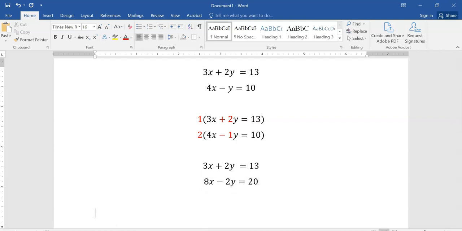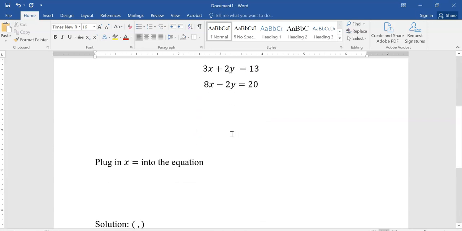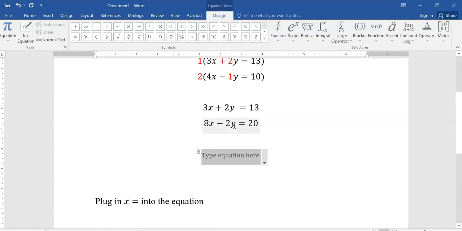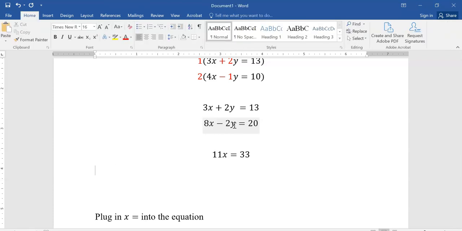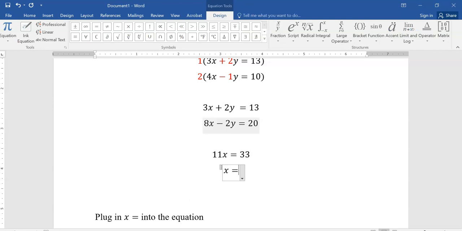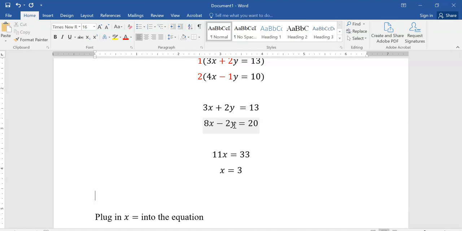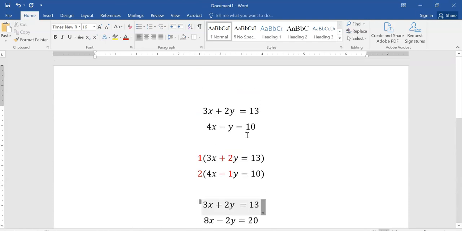So now I can add the two equations up. What we're going to end up with is 11x is equal to 33. If you divide both sides by 11, you end up with x is equal to 3. So now that I've found my x value, we're going to plug x into one of the two original equations. Doesn't matter which one. I guess I'll just do the first one here.